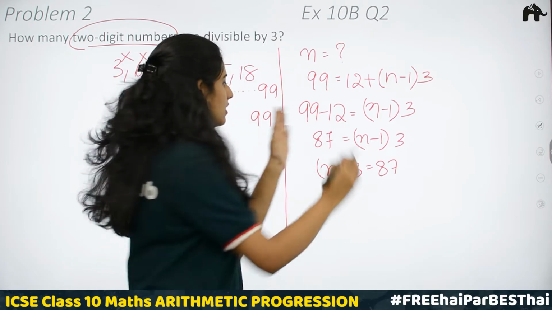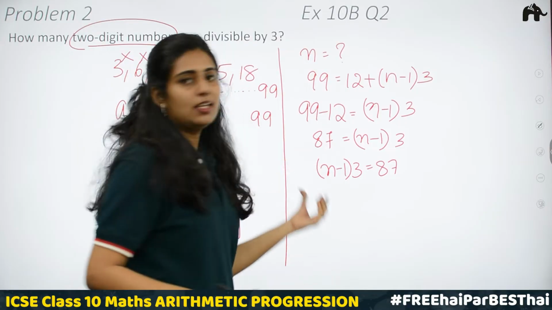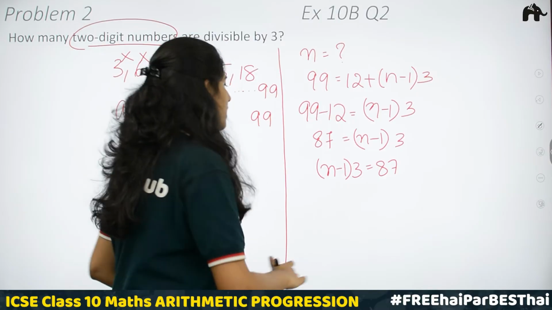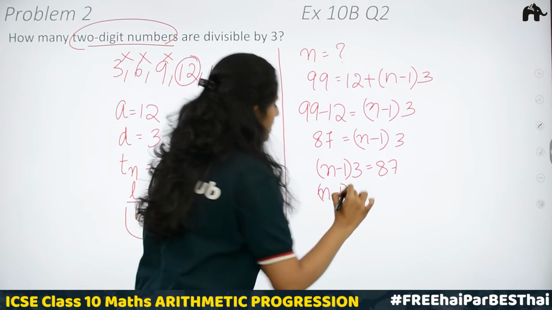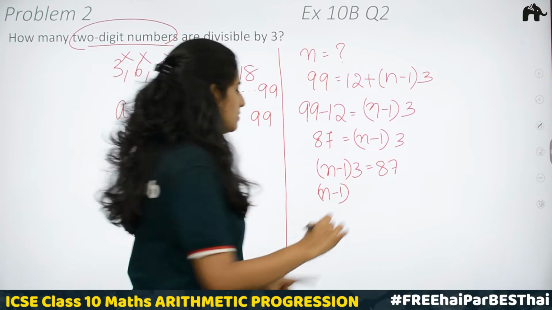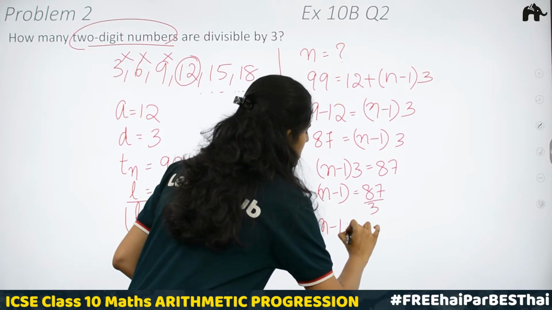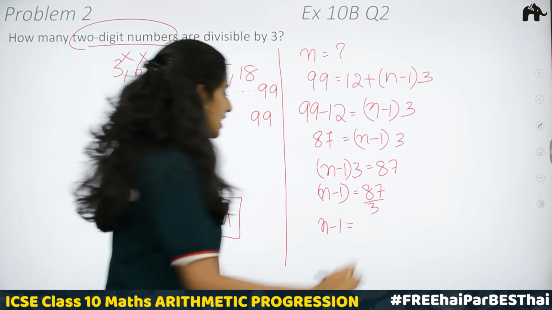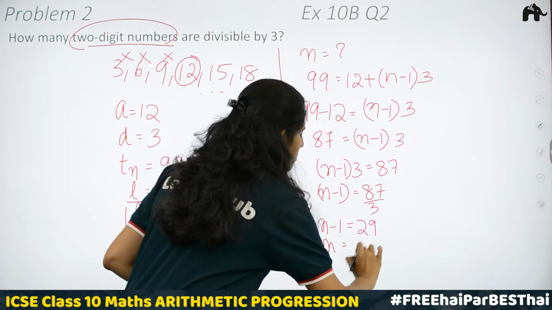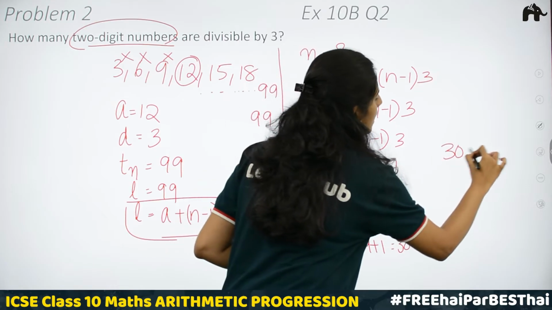Just interchanging, bringing the left hand side to the right hand side and the right hand side term to the left hand side. Usually we keep the variable containing terms on the left hand side. Only for that purpose I am rearranging this. Here we are multiplying 3 with n minus 1. Bringing this 3 to the opposite side, it becomes division. n minus 1 is equal to 87 divided by 3. We get 29. Then n is equal to 29 plus 1, which is equal to 30. We get 30 terms.